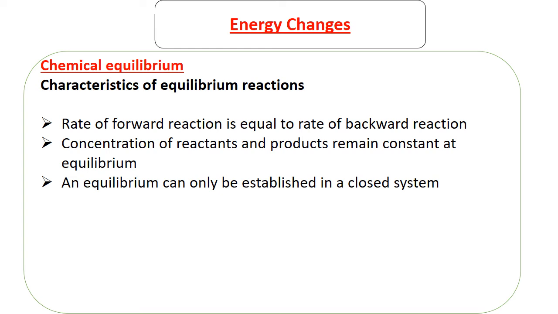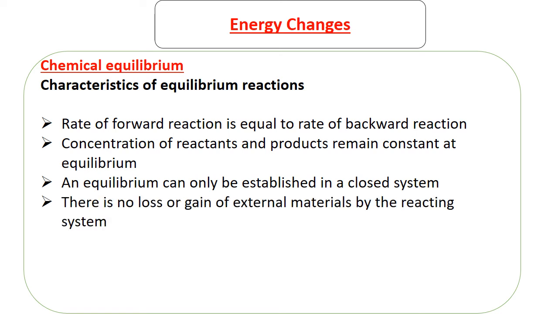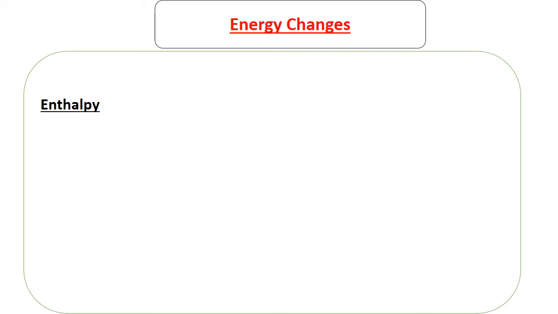One point also to note is that an equilibrium can only be established in a closed system. A closed system is a system that has no interaction with the external environment. It cannot be affected by external pressure, external temperature, and the like. As an emphasis, it means that in equilibrium there is no loss or gain of external materials by the reacting system. They don't gain or lose anything to the external environment.